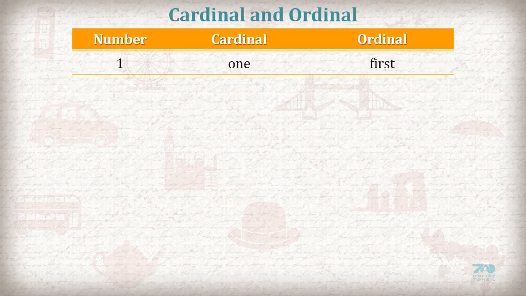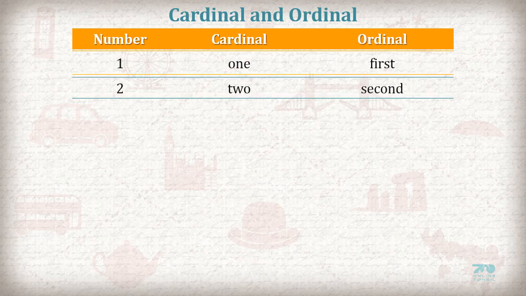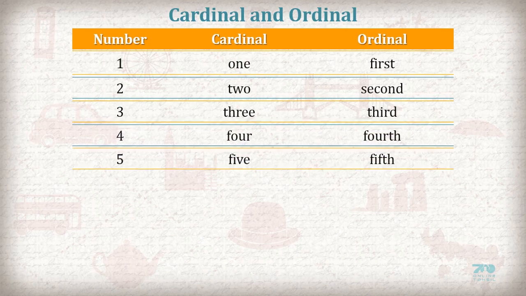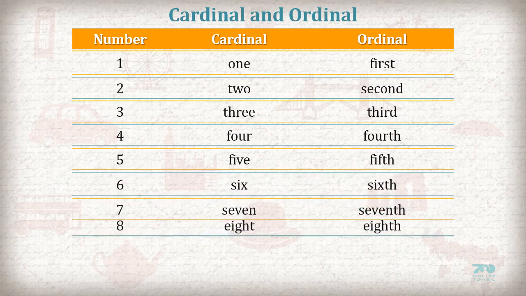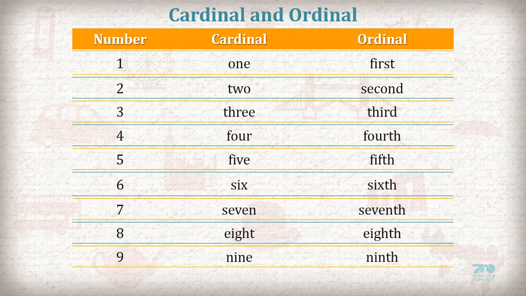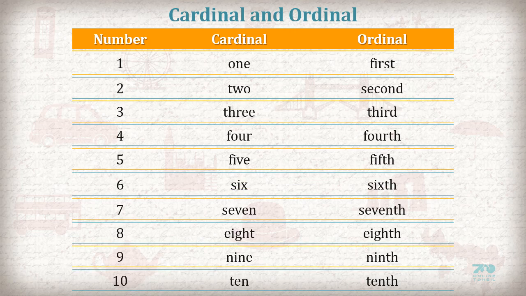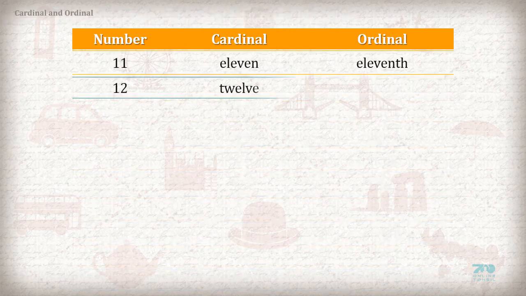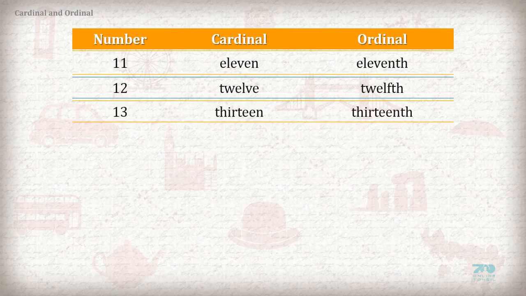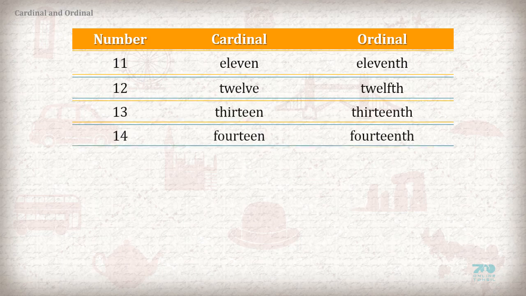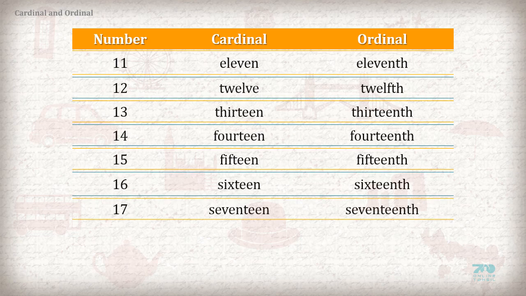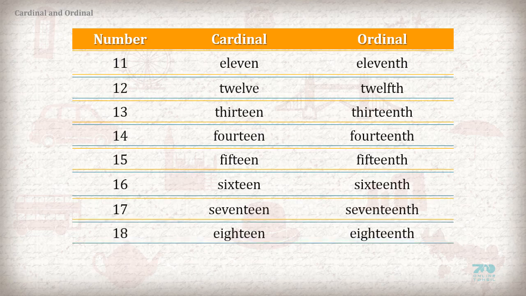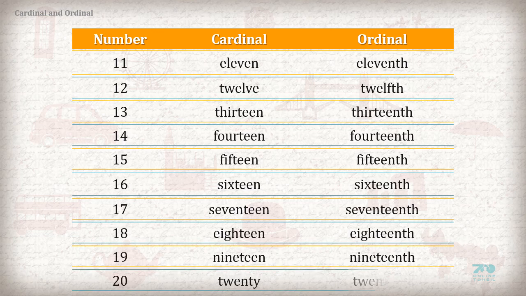Cardinal 1, ordinal 1st; 2, 2nd; 3, 3rd; 4, 4th; 5, 5th; 6, 6th; 7, 7th; 8, 8th; 9, 9th; 10, 10th; 11, 11th; 12, 12th; 13, 13th; 14, 14th; 15, 15th; 16, 16th; 17, 17th; 18, 18th; 19, 19th; 20, 20th.